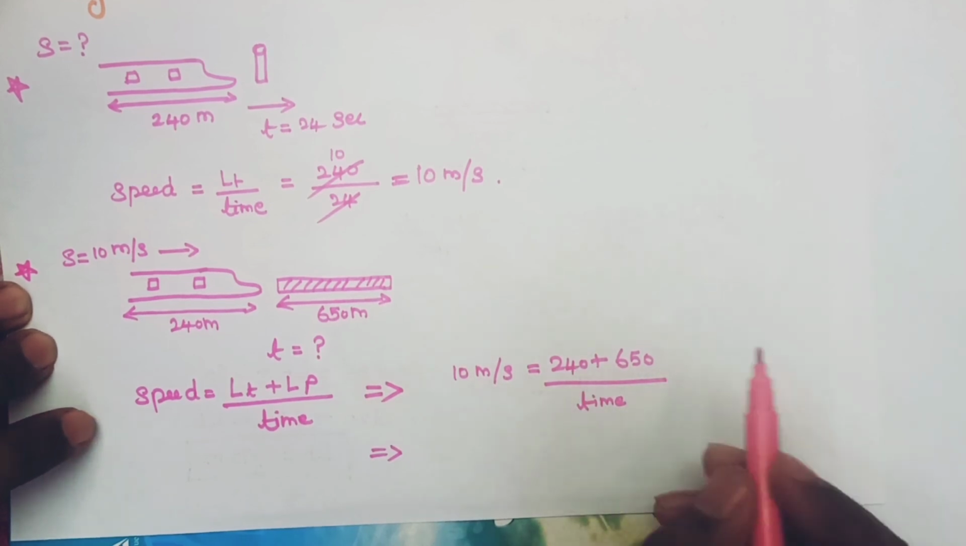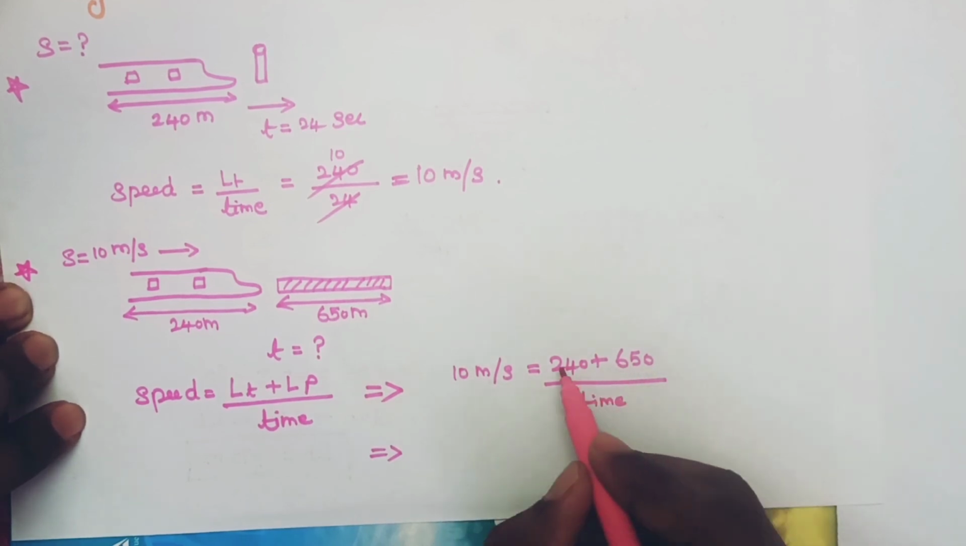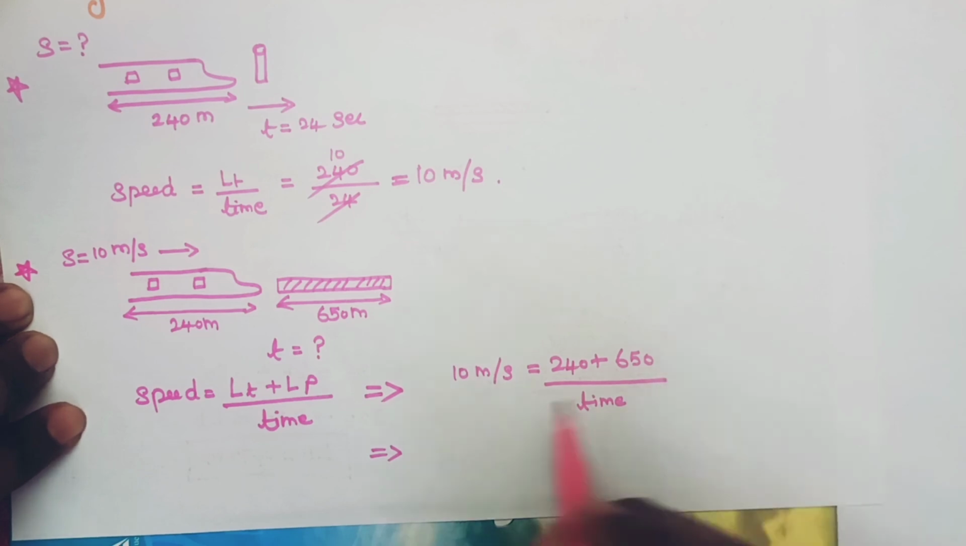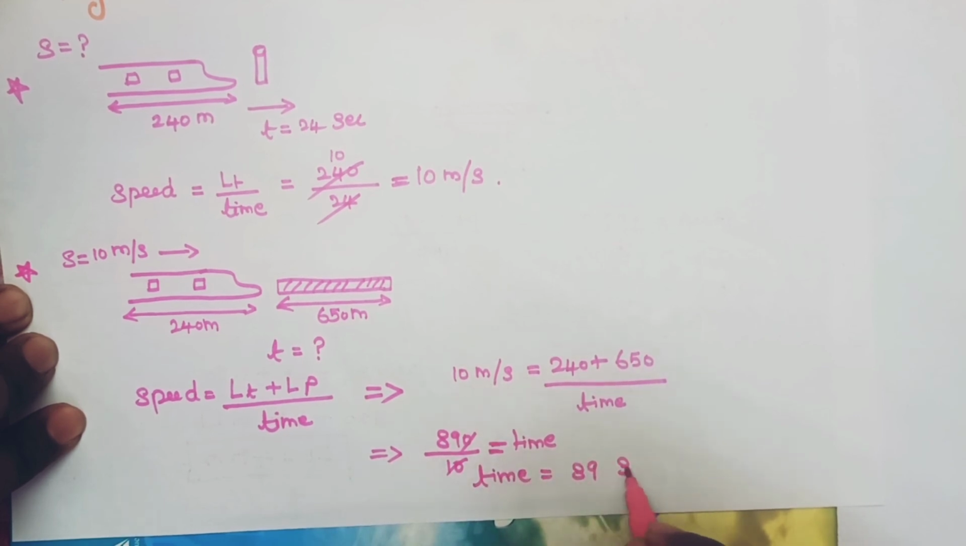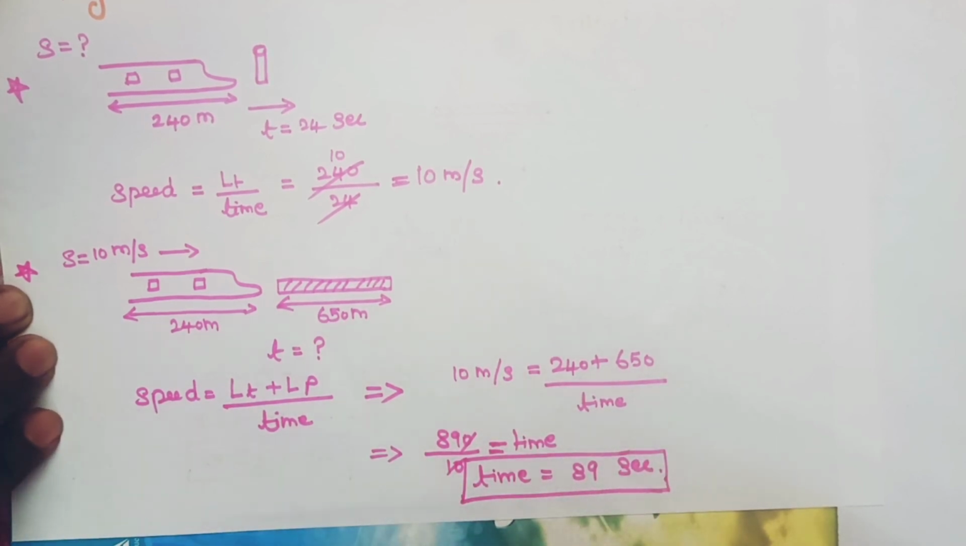240 plus 650 is what? 600, 700, 800, 850, 890. 890 divided by 10, that is equal to time. Just time equal to 89 seconds. That's it. The train 240 meter long passes a platform 650 meter long in 89 seconds.